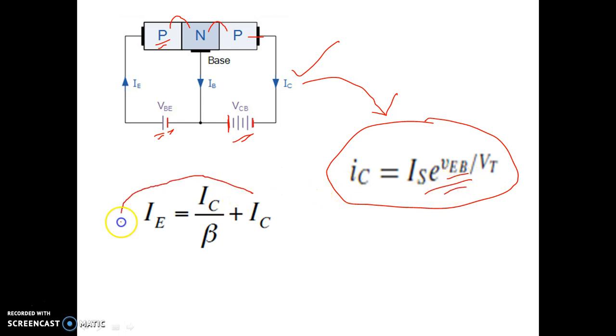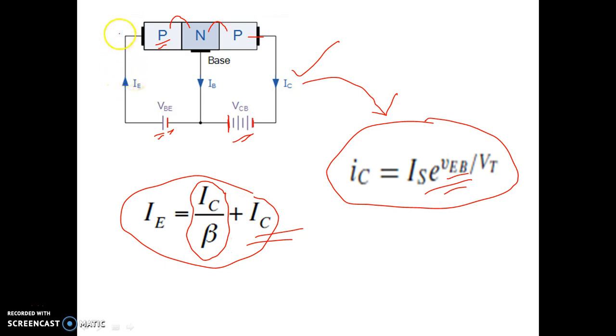And this is a very important relation. As we know, emitter current IE equal to IB plus IC, and we know IB equal to IC by beta. So the relationship between emitter current and collector current is IE equal to IC by beta plus IC. So the emitter current is dependent on the collector current. If the collector current increases, emitter current increases. If the collector current decreases, emitter current decreases. This is clear from this expression.